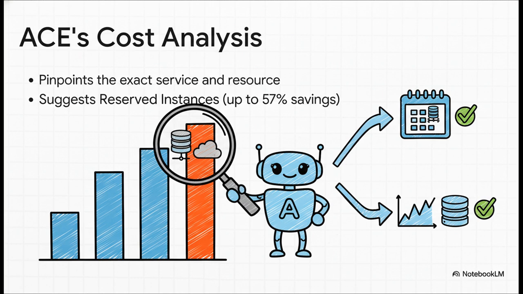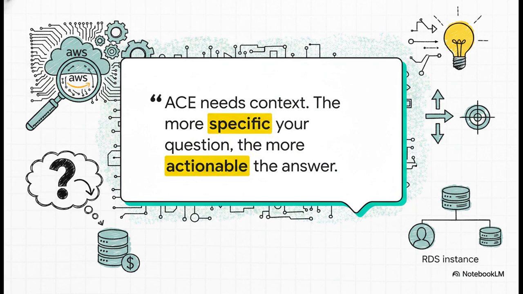But it doesn't stop there. You can ask a follow-up like, how can I fix this? And it'll give you smart suggestions, like recommending reserved instances or switching to Aurora serverless, all based on your actual usage data. Now here's a super important pro tip.